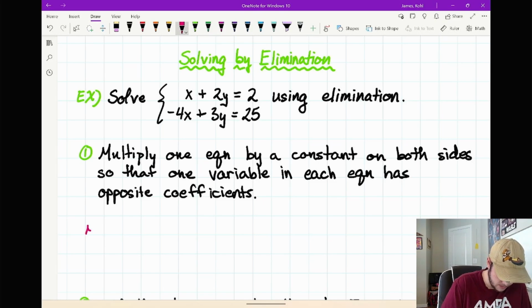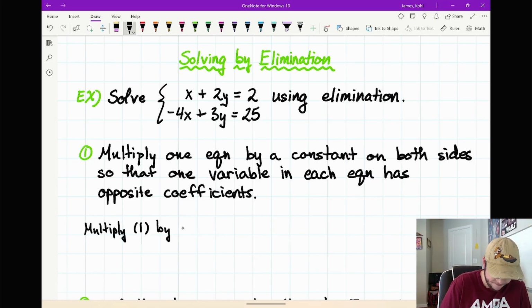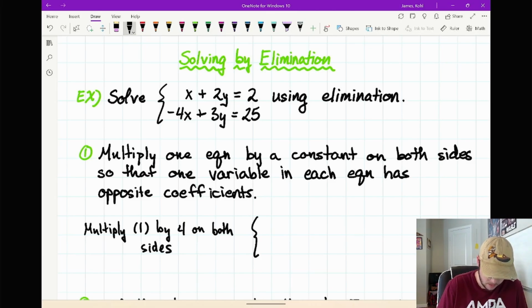So I'm going to multiply equation 1 by 4 on both sides. And then my system will become 4x plus 8y equals 8, and the bottom equation is left alone.